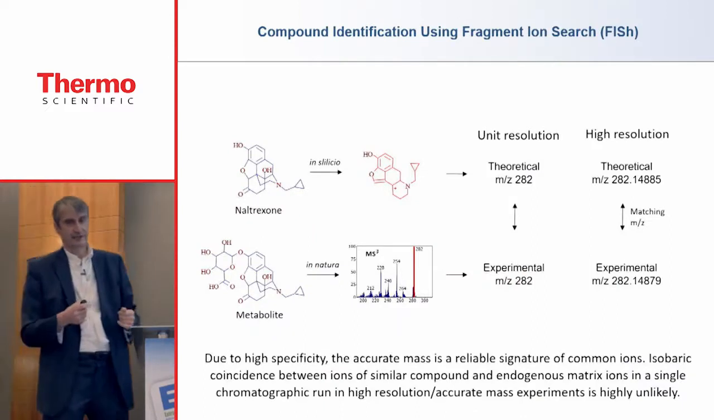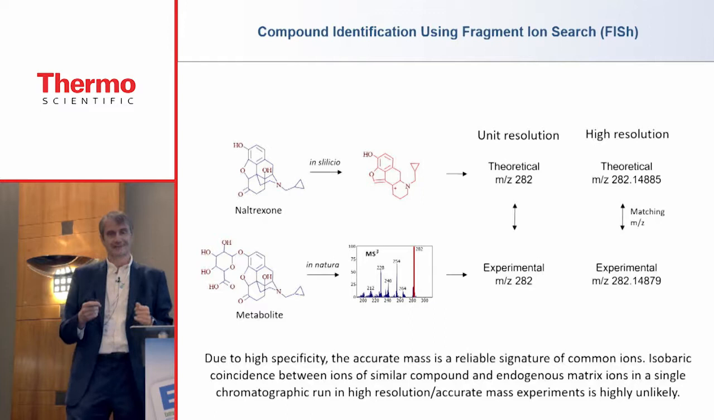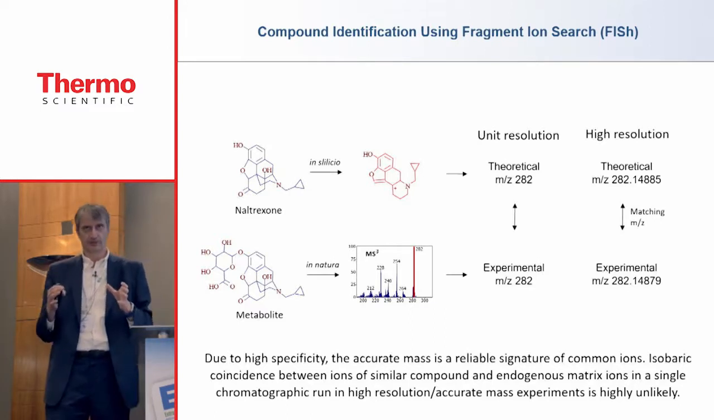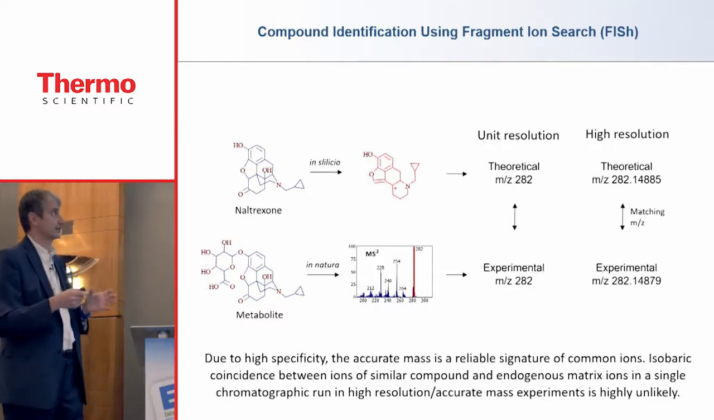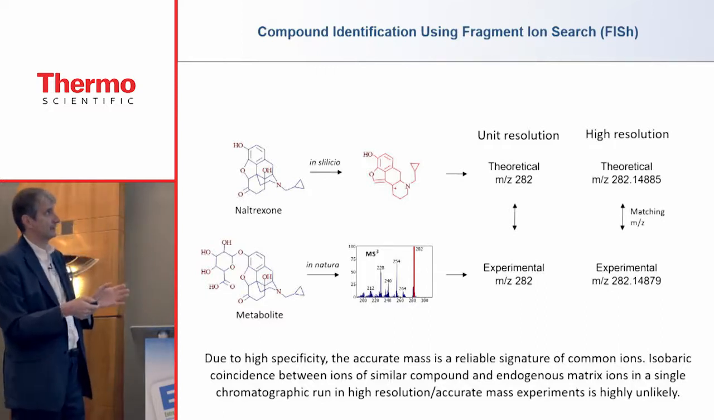I have a few minutes of time, so I would like to show you a light version of the precursor ion fingerprinting, and this is called fragment ion search. This is a typical metabolite identification experiment. And how it actually works.